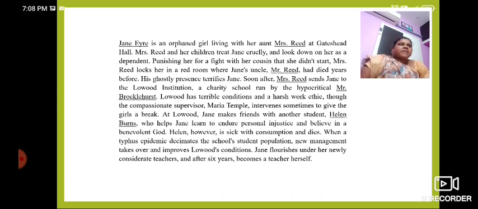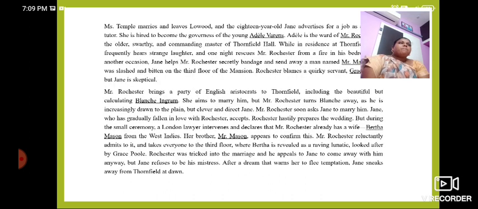When a typhus epidemic decimates the school's student population, new management takes over and improves Lowood's conditions. Jane flourishes under her newly considerate teachers and after 6 years becomes a teacher herself. Miss Temple marries and leaves Lowood, and the 18-year-old Jane advertises for a job as a private tutor. She is hired to become the governess of the young Adele Varens.